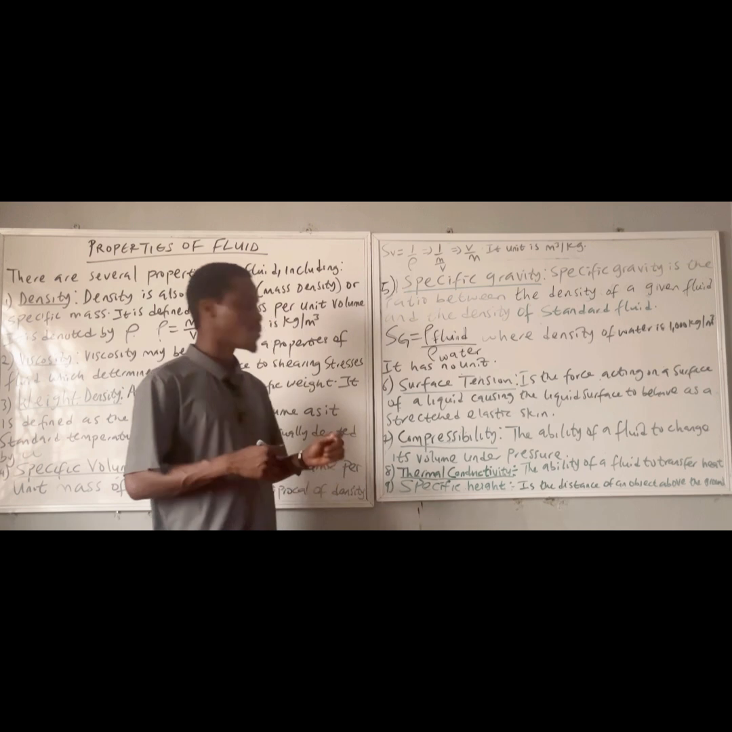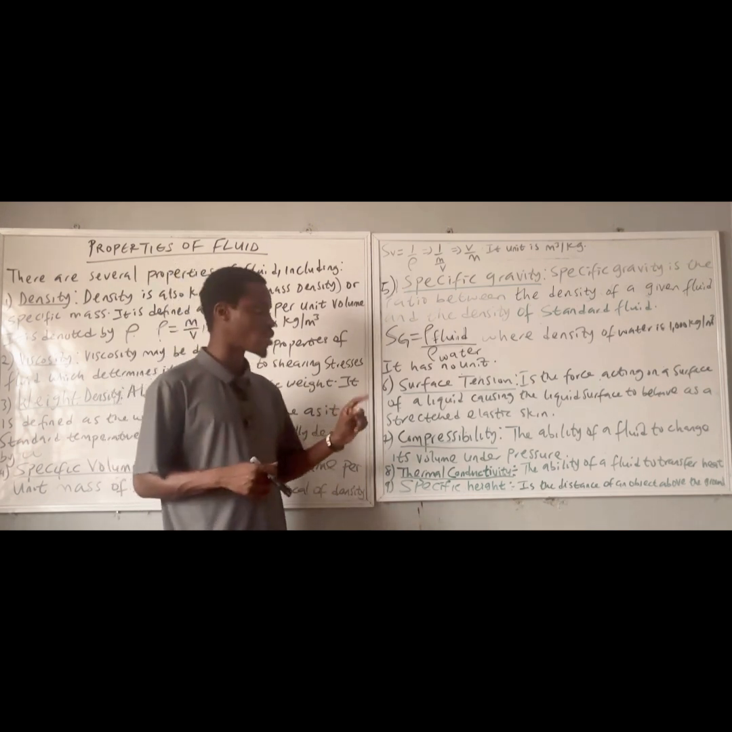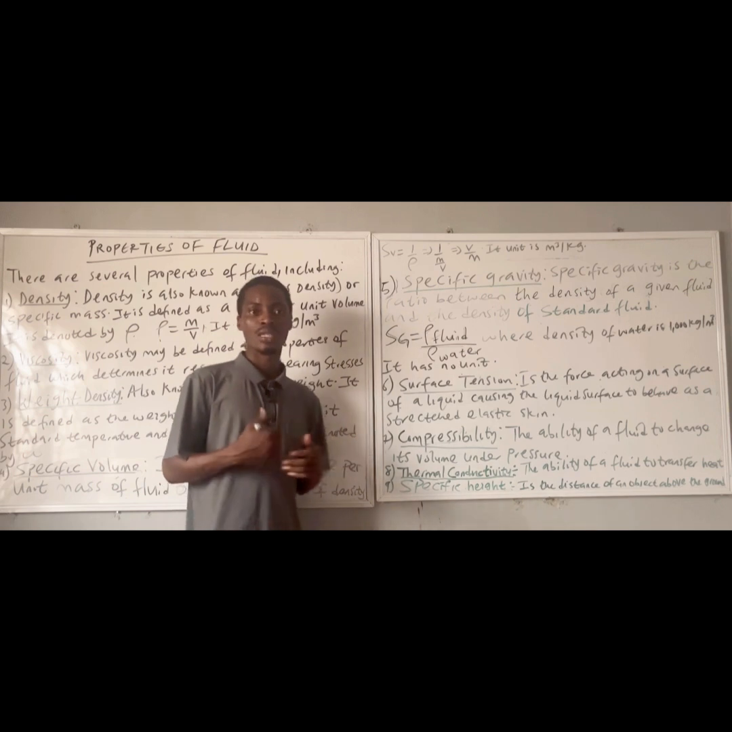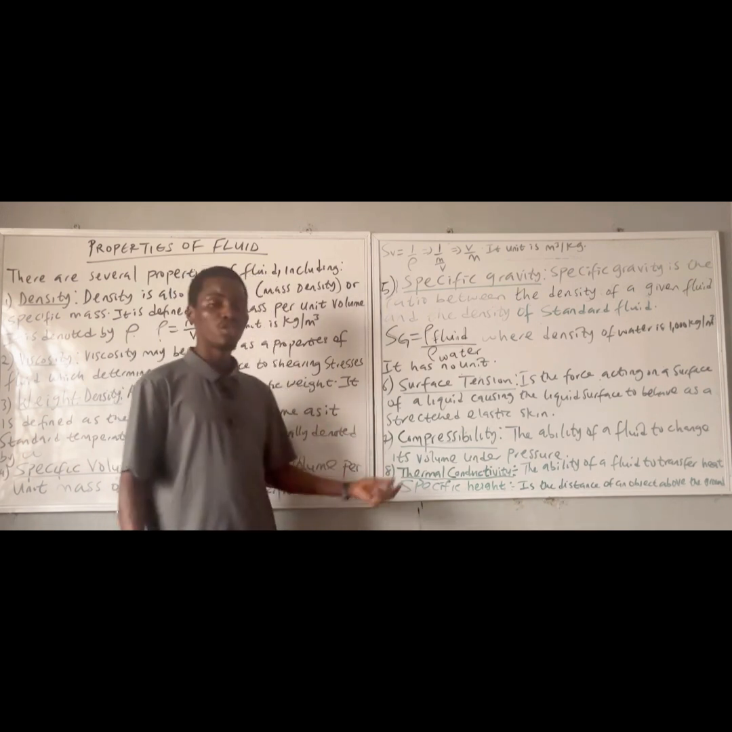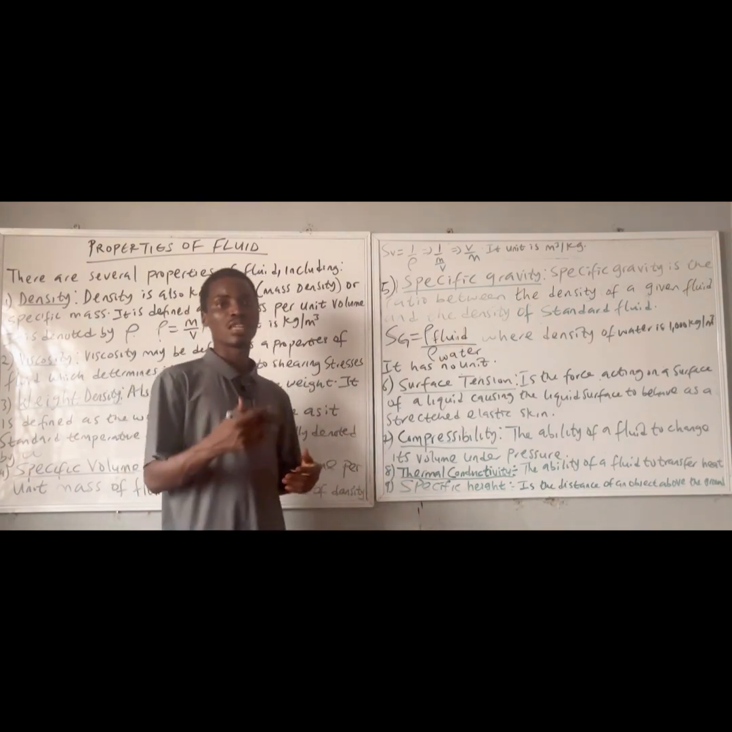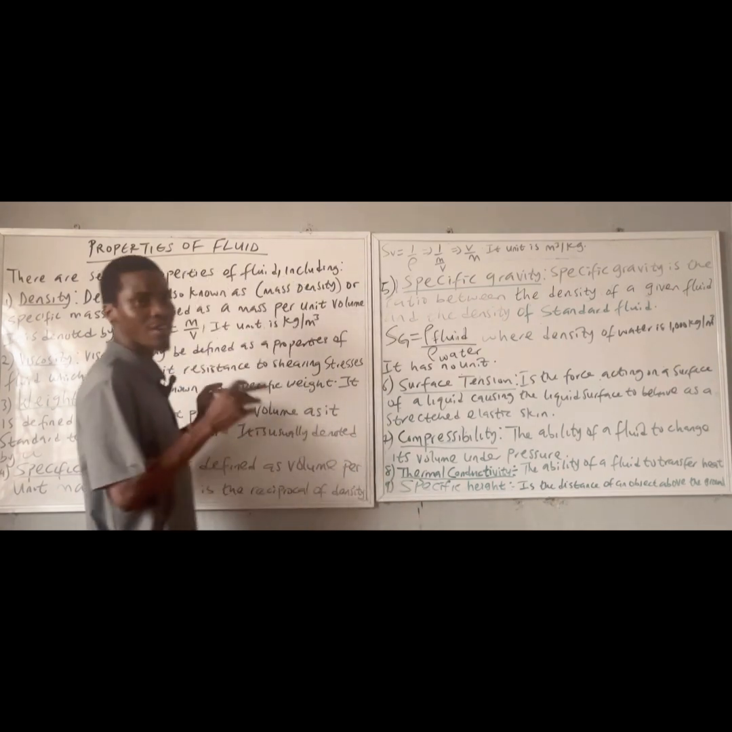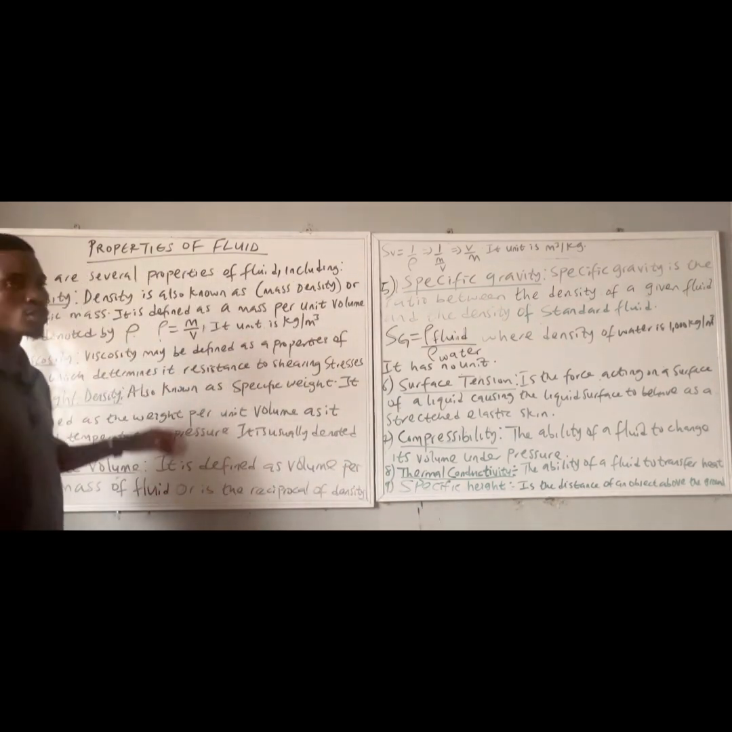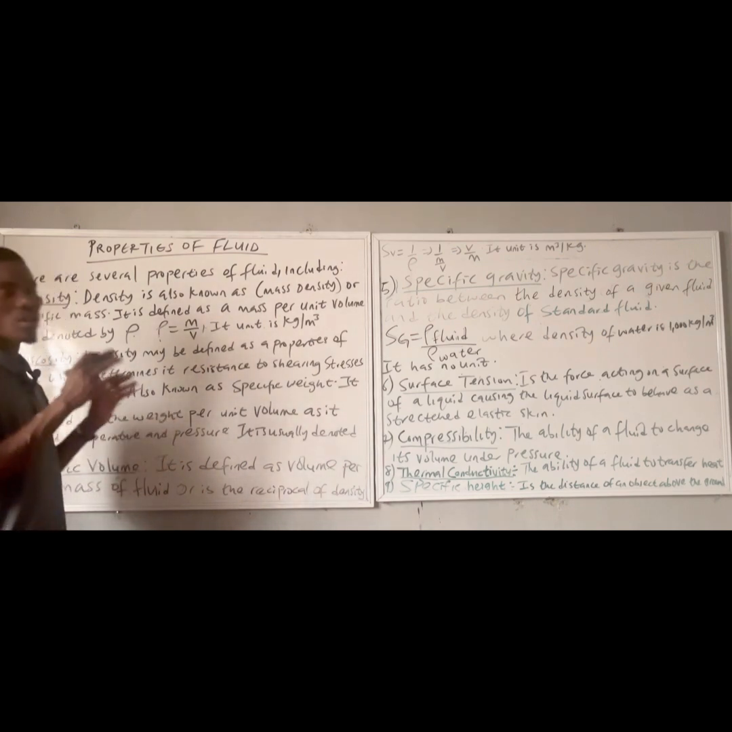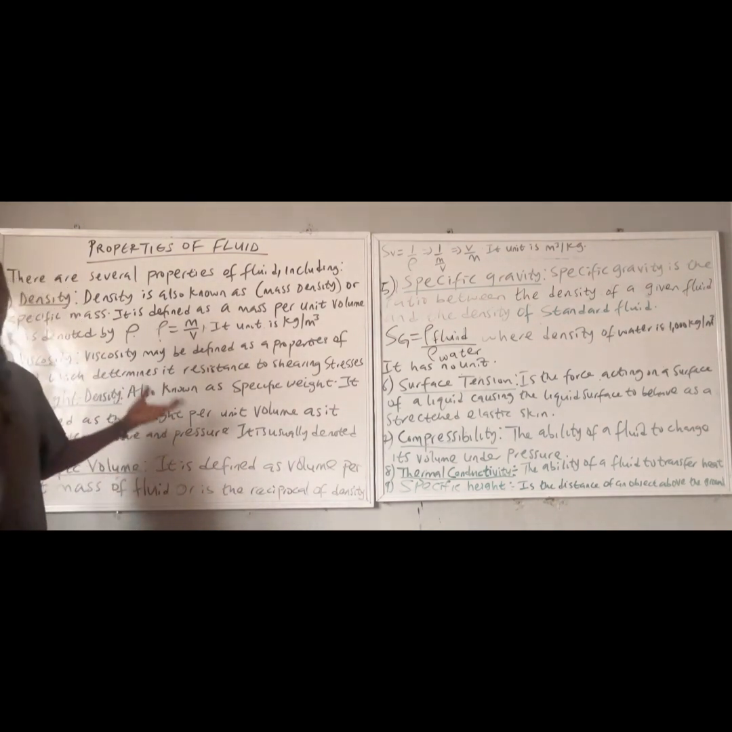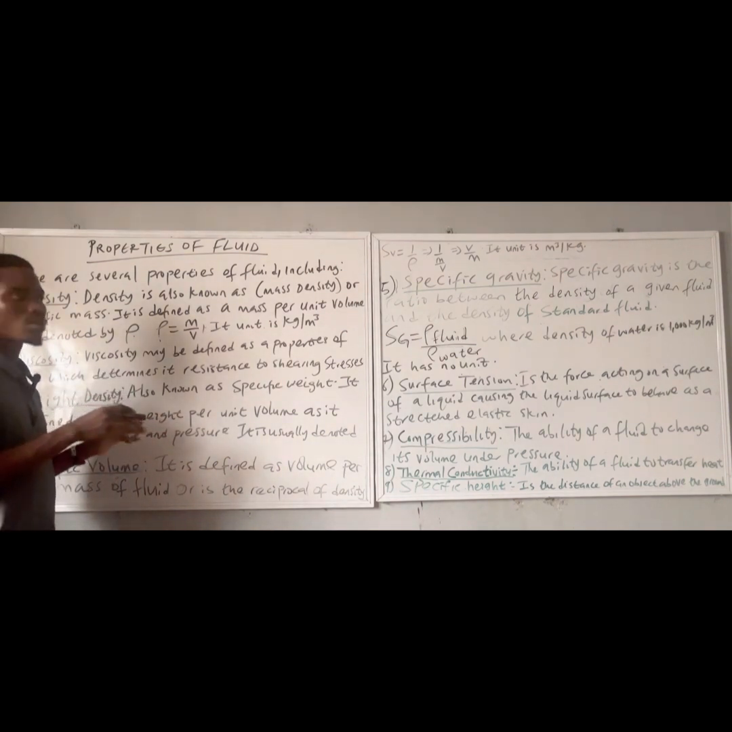The next is specific height. Specific height is the distance of an object above the ground, and its unit is meter. The distance of an object above the ground is called the specific height. So these are the definitions of the properties of a fluid that we have considered. We have many properties, but these are what we are talking about. So here we have just 9 properties of the fluid.